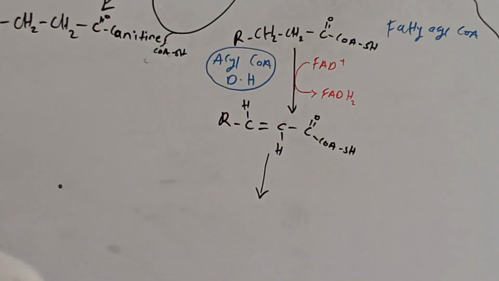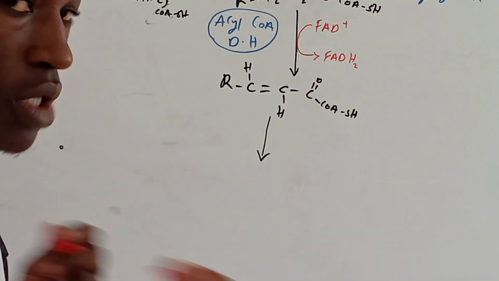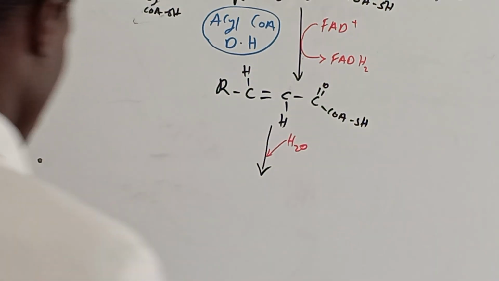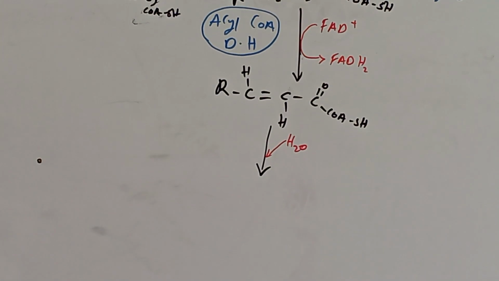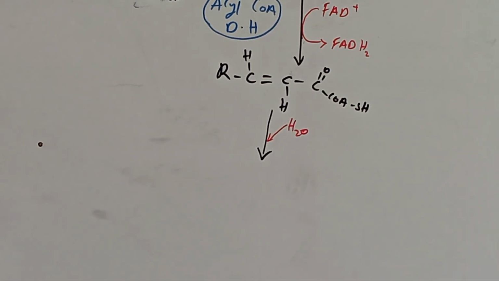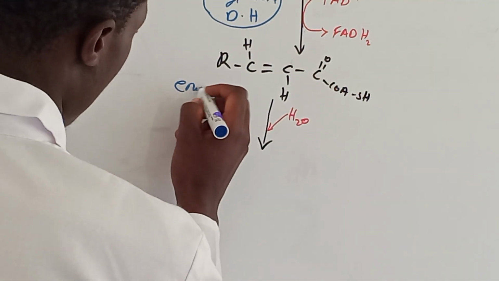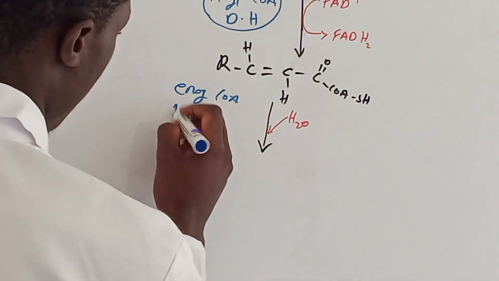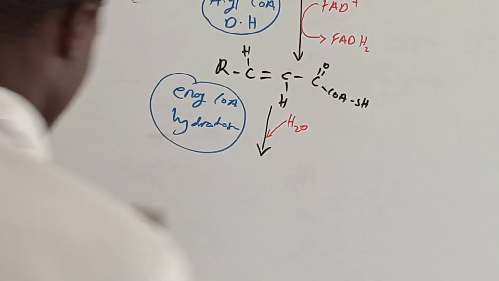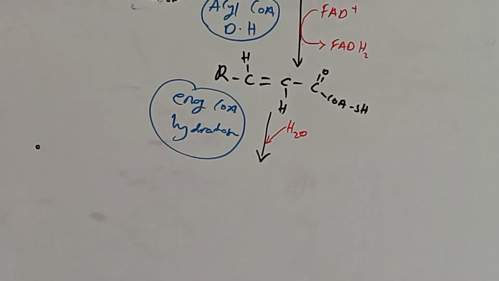The second step is going to involve hydration. So when you say hydration, you are going to input a water molecule. Now, what is the name of the enzyme that is going to catalyze this particular reaction? So this enzyme is going to be called enoyl CoA hydratase. So enoyl CoA hydratase is going to input a water molecule into this particular structure here.